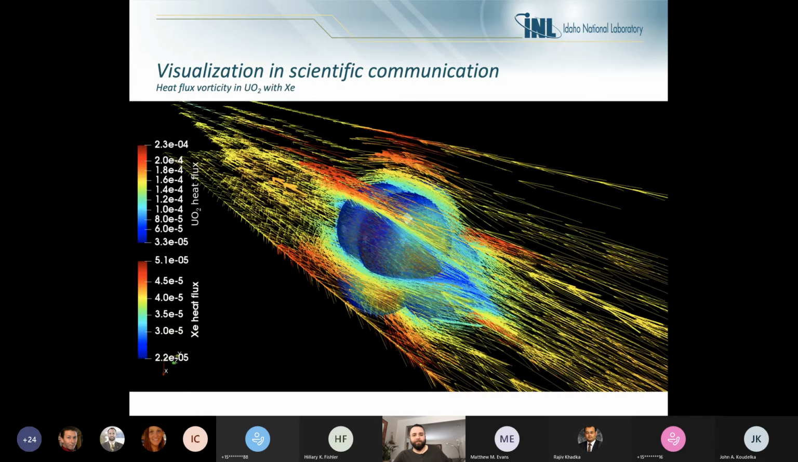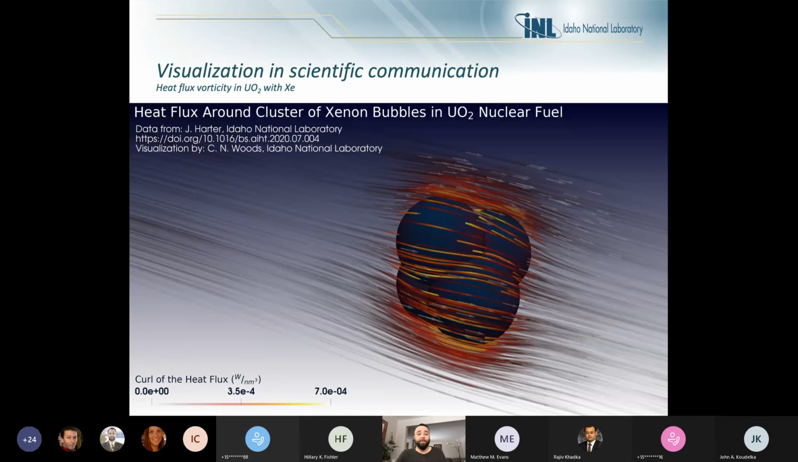So this is how Nate and I started talking. This is a picture of heat flux in UO2 and xenon at a bubble or at a cluster of bubbles. And once he saw this, that's when we started talking about, well, hey, what can we do to demonstrate this better? Because I thought this was okay, but Nate was able to do some really unique work with this data set and make a movie and make a bunch of cool pictures that described how heat flux, the heat flux vorticity, or how heat flux moved right around in the vicinity of these bubbles. And I'm going to get into that now.